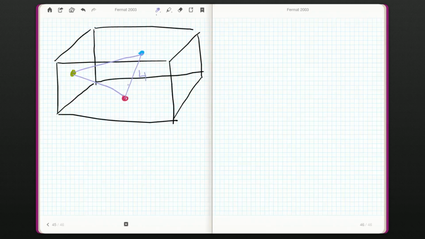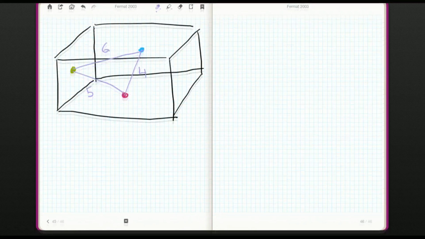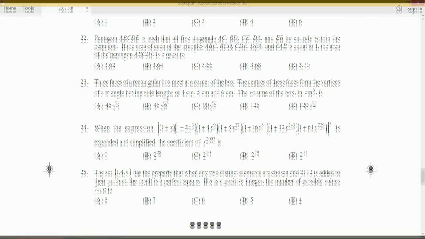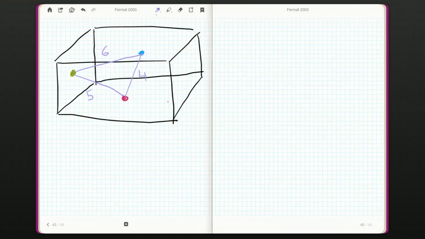We were told we get lengths 4, 5, and 6, and that this should be enough information to figure out the volume of the box. That's right, that's all we're given. Centers of the faces form the vertices of a triangle, yeah. So from here we need to figure out the volume of the box.